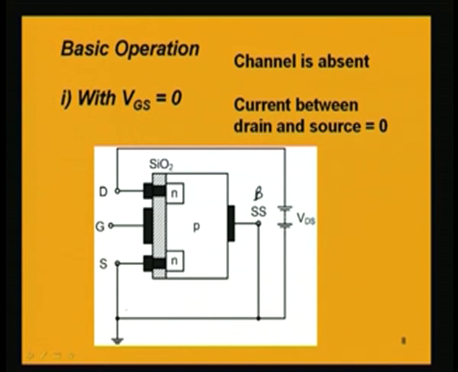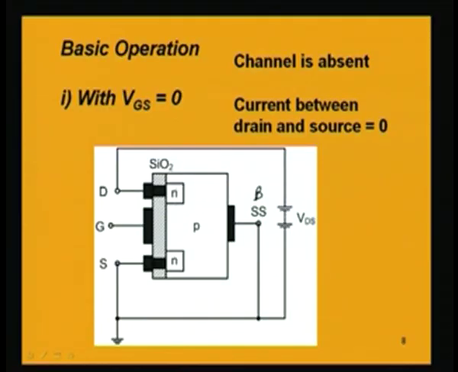Now, let us have VG as 0, that means we are not applying any voltage between the gate and source, we are keeping it open, but we are having a voltage VDS between the drain and the source, a positive voltage is applied. Now, what will happen if we are having this type of arrangement? Let us study.